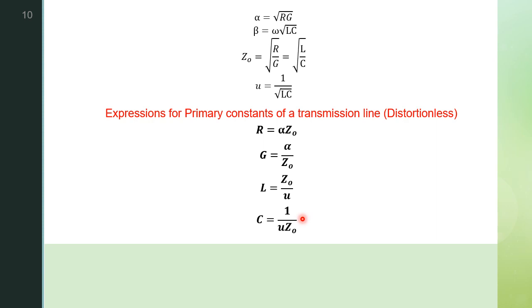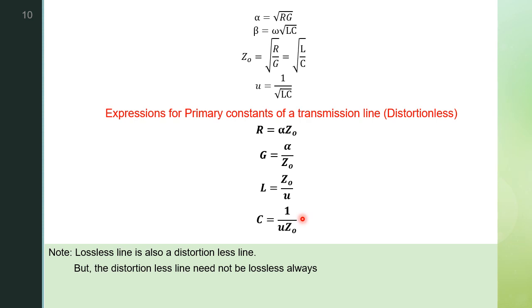So when you compare a lossless line and a distortionless line, when you consider a lossless line, it is always a distortionless line as well, since R equal to 0 equal to G is satisfied even if R by L equal to G by C. But when you consider the condition for distortionless line, R and G need not be 0 always. So the converse is not true, that is, a distortionless line need not be lossless always.